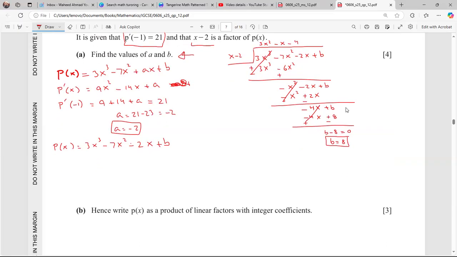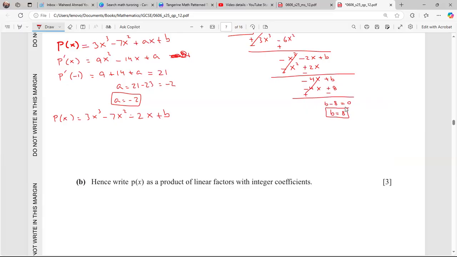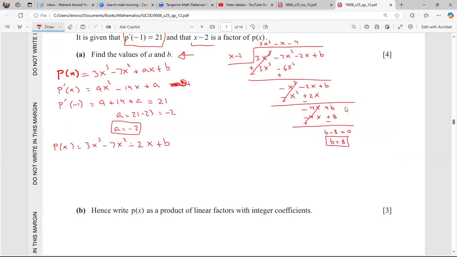Now the second part says, hence write it as a product of linear factors. So I can write my polynomial p(x) as 3x cubed minus 7x squared minus 2x plus 8, since b is 8. And we know that x minus 2 is a factor of it. When I use the long division, my answer came to be 3x squared minus x minus 4. Since b is 8, it will divide completely, there will be no remainder, and I have these factors.